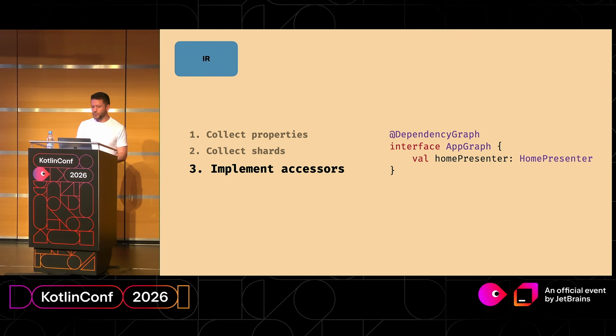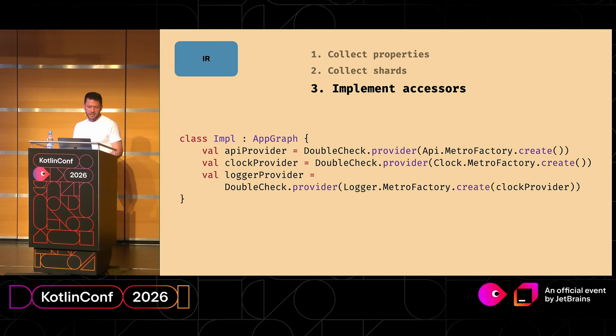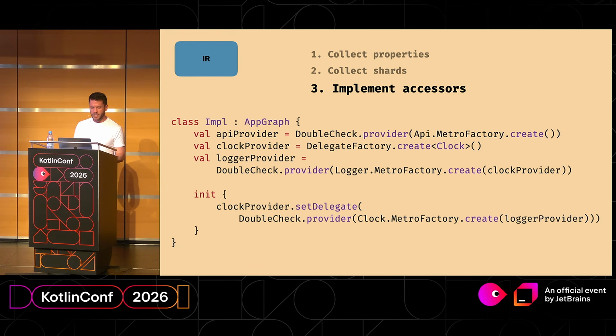So recall our original graph with the home presenter. If we go through and implement it, first we add provider fields that were reported by our property collector. They're wrapped up in DoubleCheck because these are scoped. Or if we had a valid cycle, this block becomes a DelegateFactory and gets initialized at the end.